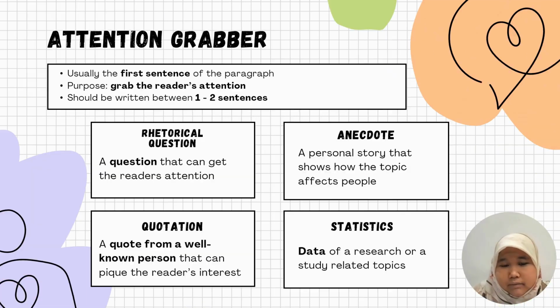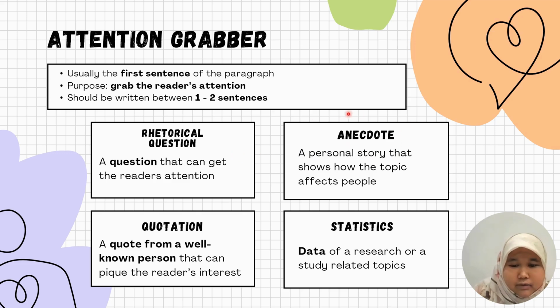For the introduction, you have an attention grabber. So what is an attention grabber? An attention grabber is usually the first sentence of the paragraph. The purpose of this attention grabber is to grab the reader's attention, so it should be written in 1 to 2 sentences. There are four types of attention grabber that you can use. The first one is a rhetorical question, a question that can get the reader's attention. We'll be looking into the examples later.